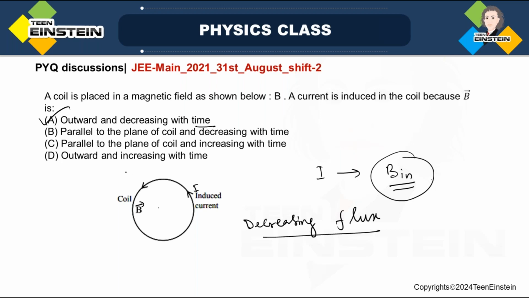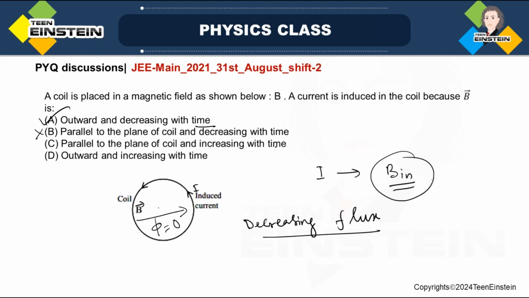Let us therefore see the other options also. The option B is saying parallel to the plane of the coil. If B is parallel to the plane of the coil, then there is actually no flux at all. Flux will be zero in that case. Flux has to pass through the area. So this is not true.